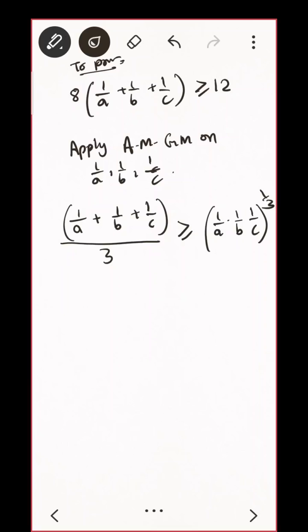Do you see we are done? We just have to prove this. What is this? 1 upon ABC. Your ABC is 8, correct? So this is 1 upon 8 raised to 1 by 3. So you are having 1 upon A plus 1 upon B plus 1 upon C is greater than or equal to 3 by 2. Do you see that?